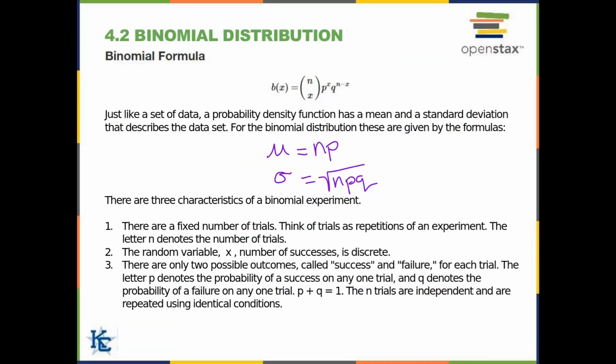So we're actually going to be talking about 3 distributions. We'll be talking about the binomial distribution, the Poisson distribution, and the normal distribution today.